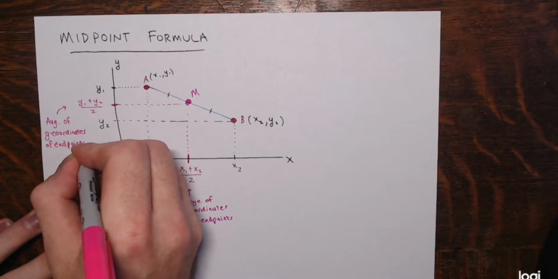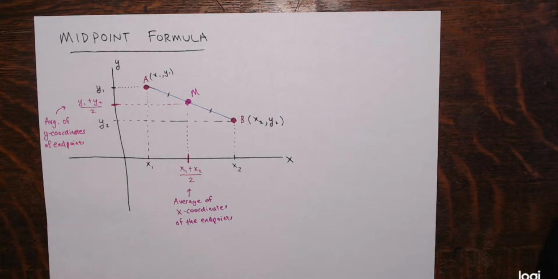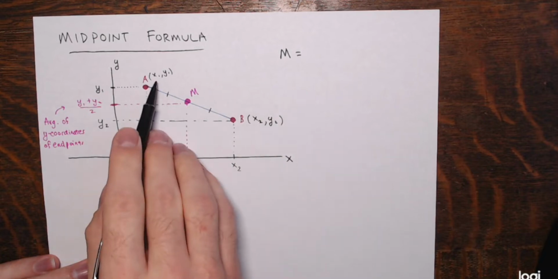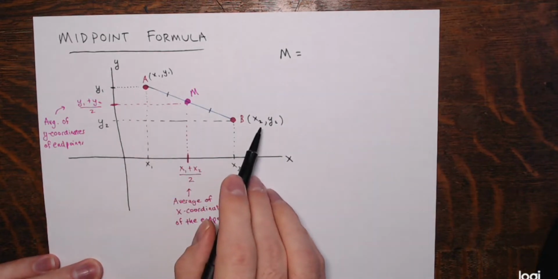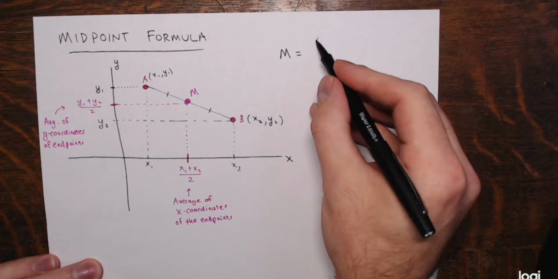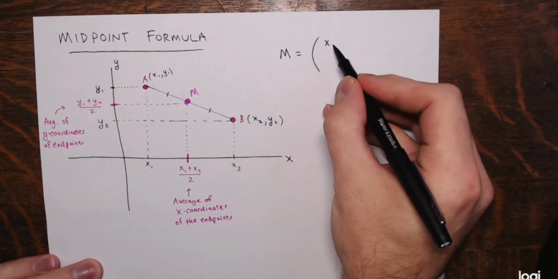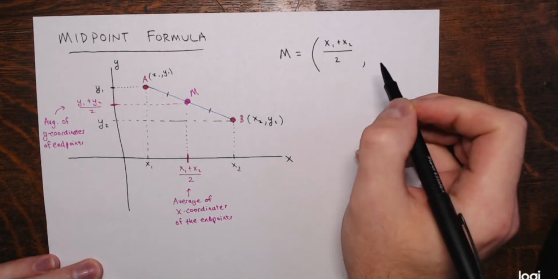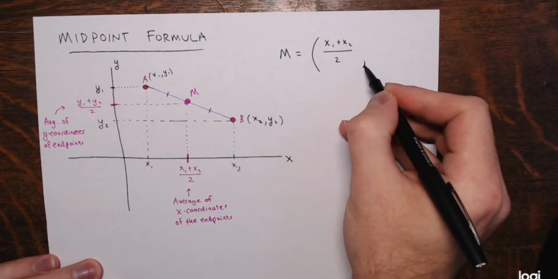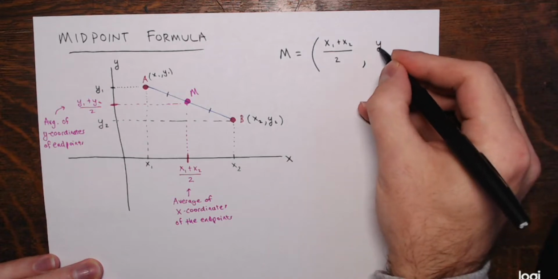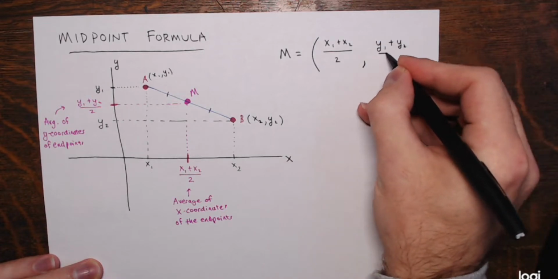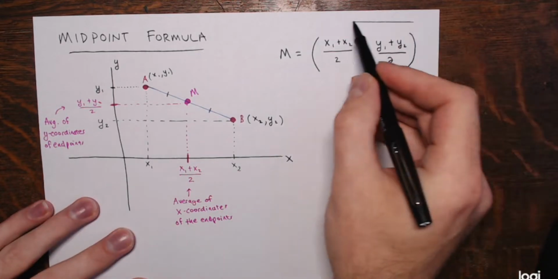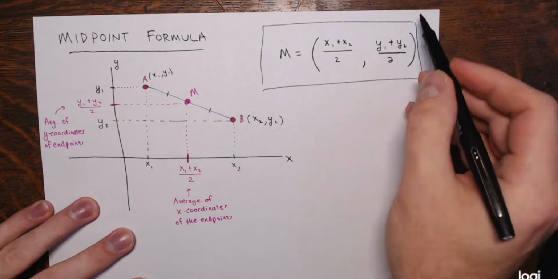Very simple. All right, so M, the midpoint: if x1, y1 and x2, y2 are the endpoints, then the coordinates of the midpoint are (x1 plus x2) divided by 2, the average of the x-coordinates of the endpoints, comma, and then the y-coordinate of the midpoint is (y1 plus y2) divided by 2, the average of the y-coordinates of the endpoints. And this right here is what they're calling the midpoint formula.